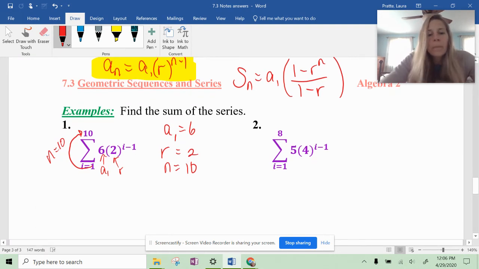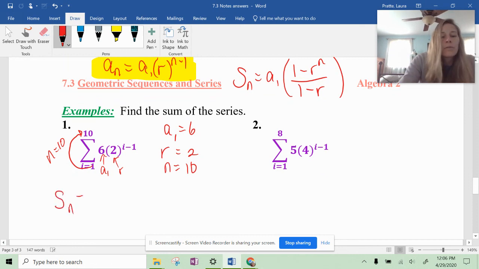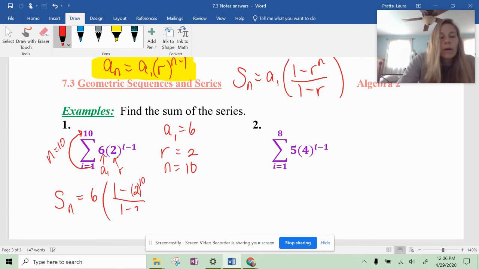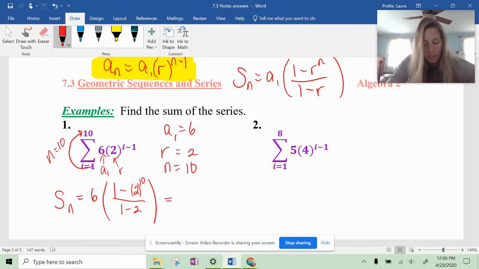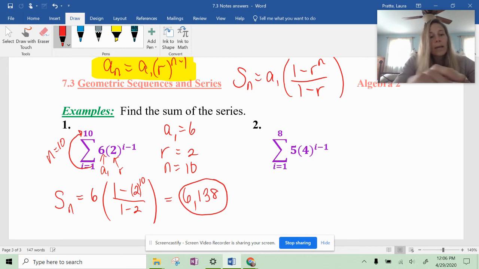To do your summation, same formula: the a sub 1 goes on the outside, 1 minus the r raised to the n value over 1 minus the r. Put that into your calculator and you should end up with 6,138. You do 1 minus 2 to the 10th power, get that answer on your screen, divide it by -1 because 1 minus 2 is -1, then multiply that out by the 6.